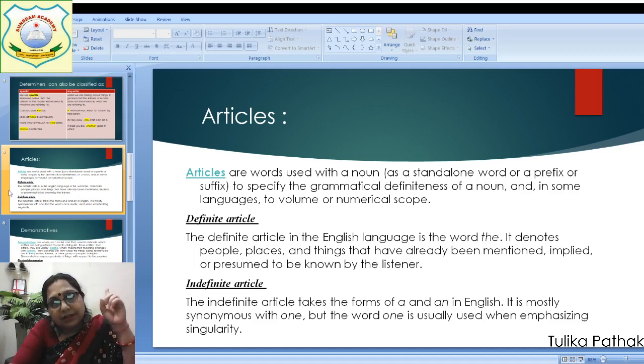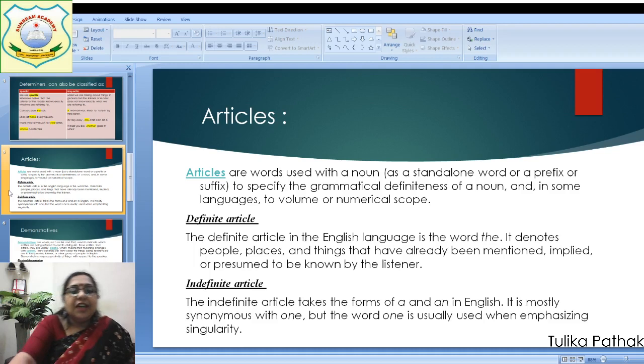The sun rises from the east. He is the Shakespeare of my class. Who can it be? Who can be the Shakespeare of my class? Just think of it. At the end of the class, we will see who that Shakespeare is. So you understood where we use the, when we point out something definite.